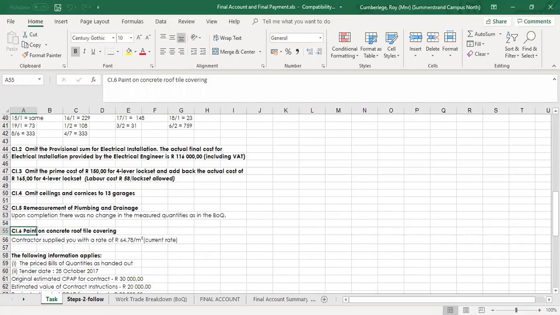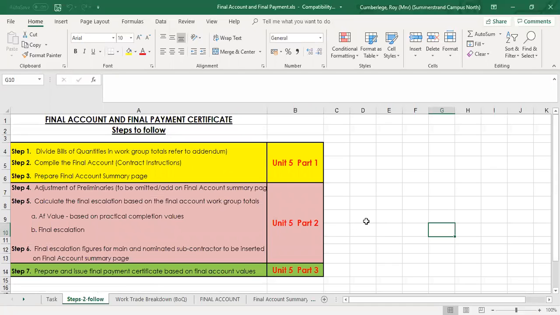However, regarding the steps that we're going to follow, in this lecture we'll only look at part 1. We will discuss the first 3 steps. In total, there are 7. Step number 1 is basically your very first step, almost in month 1 of the specific project, where you take your priced bills of quantities and divide them up into the various work group totals. So that is step number 1.